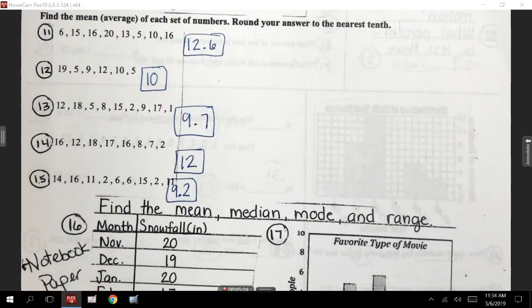All right, the next one says we need to do this on notebook paper, so I'm getting out a piece of paper to work out number 16.